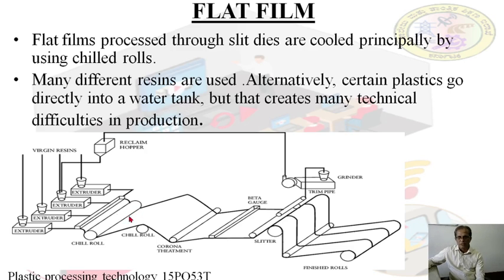Then it is passed to the chill roll. This is the second chill roll. This is called the corona treatment roll. All dust particles are removed. Then it is passed to the gauge, and it is trimmed at the sides. Then it is wound here to the required size. It has been cut into these 1, 2, 3 different lengths. Accordingly, we can cut and we can wind. So this is the process for making the flat film.